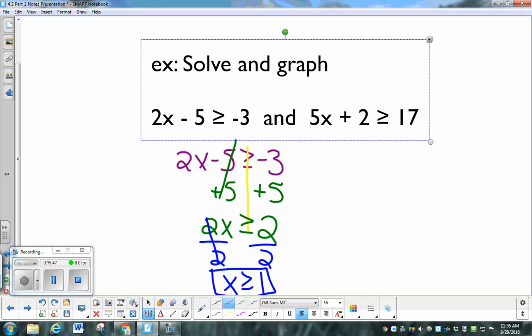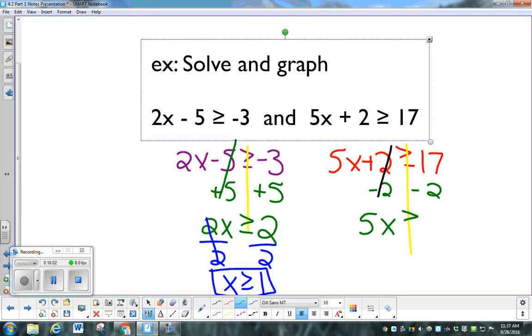I'll do my other one over here. 5x plus 2 is greater than or equal to 17. Again, we'll solve as usual. We'll subtract 2 from each side. We're left with 5x is greater than or equal to 15. And then we can divide by 5 on each side to have x is greater than or equal to 3.